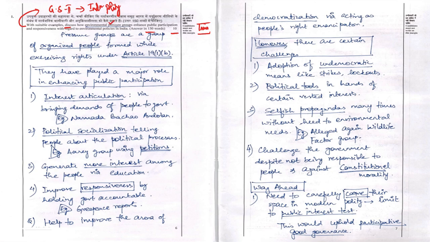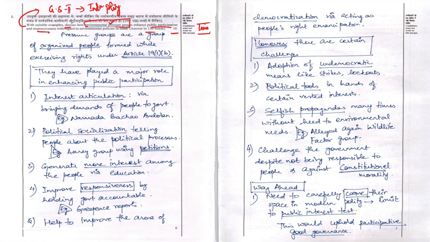So concerning to that, they have asked two components. One is public participation, second is responsiveness. So overall, you can break the components into either public participation or responsiveness, or you can take the environmental pressure groups as a key component and try to break up your answers into various points.